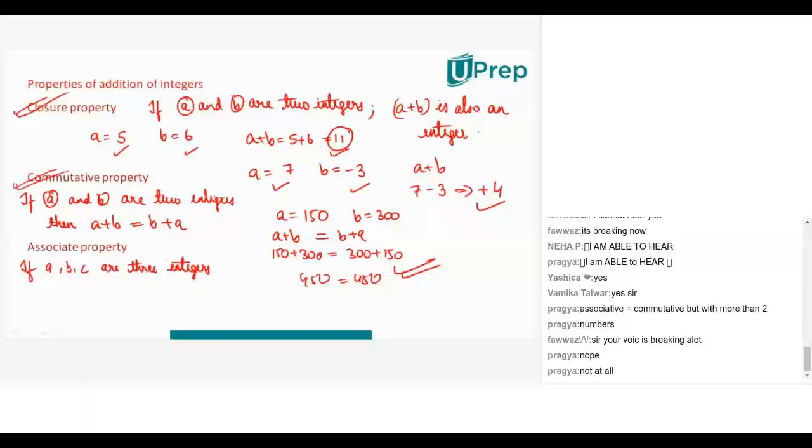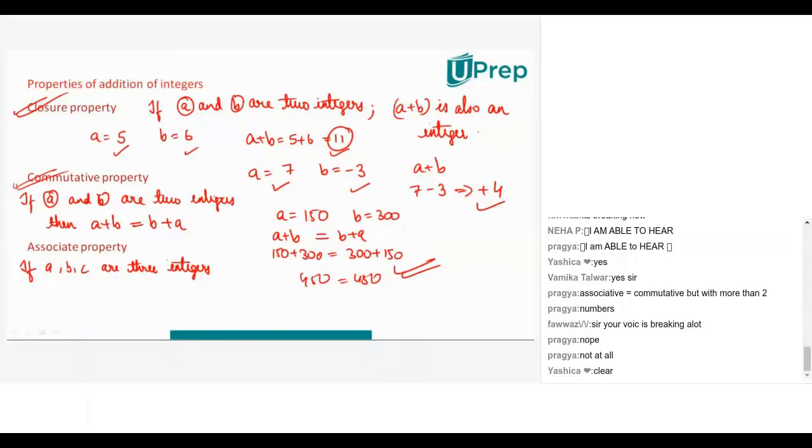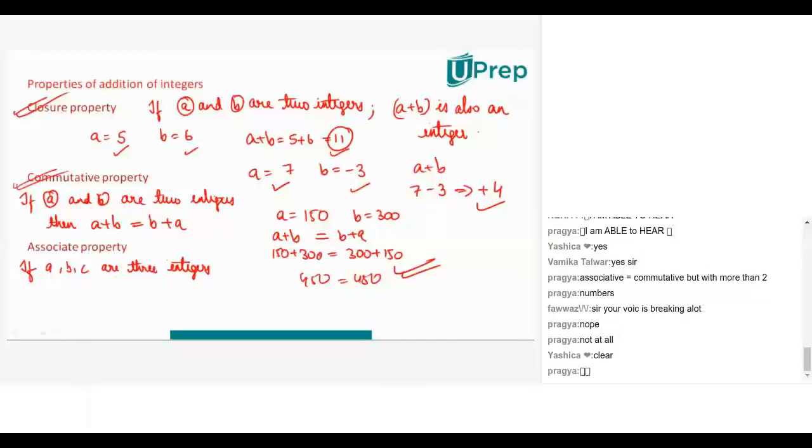Okay, so back to the associative property. Here we are taking three integers. Why are we taking three integers? To understand the property. It says that if A, B, and C are three integers, then if I write it as (A + B) + C, or if I write it as A + (B + C), both of them are equal. Now, this is what Vamika was trying to explain to us.